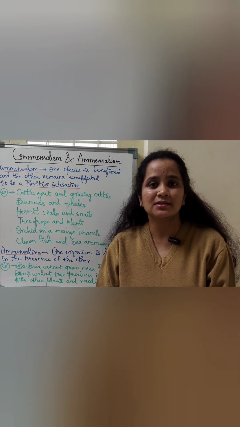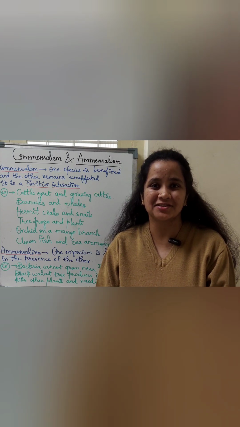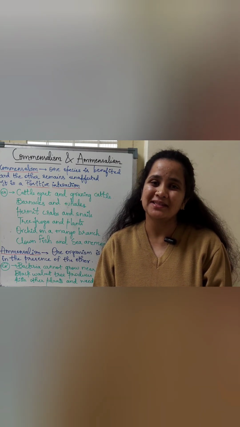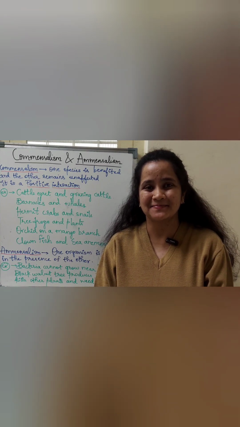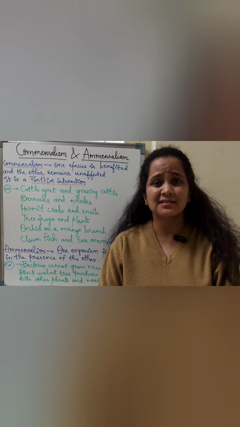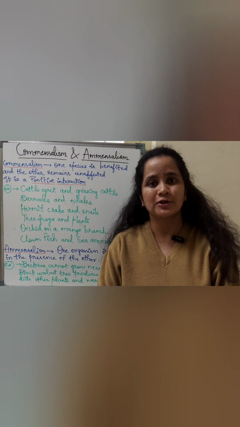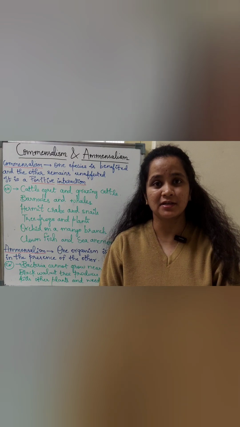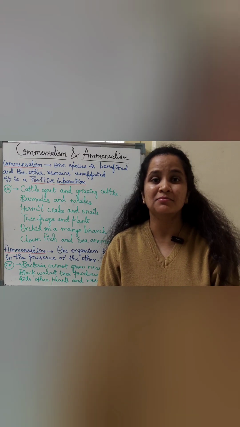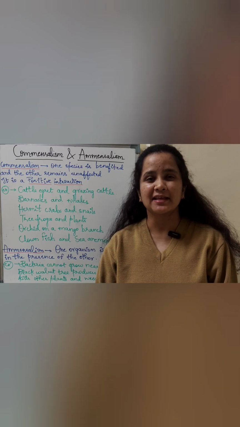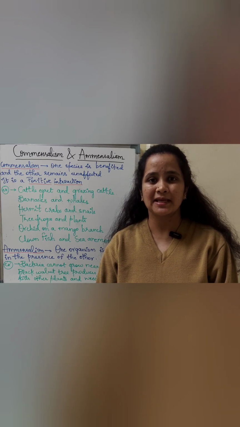Today we are into the last topic of population interaction, as well as organisms and populations, that is commensalism and ammensalism. Let us know what is commensalism. Commensalism is an interaction, a positive interaction in which one organism is benefited whereas the other organism remains unaffected. Unaffected in the sense it is neither being benefited nor being harmed by the other species.